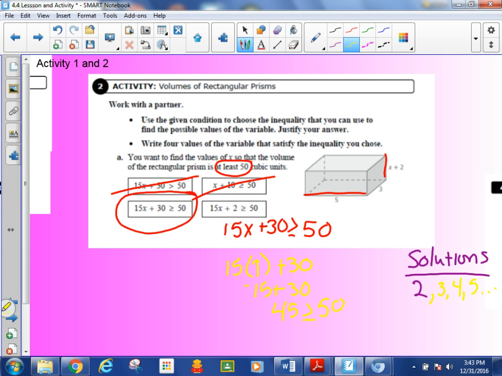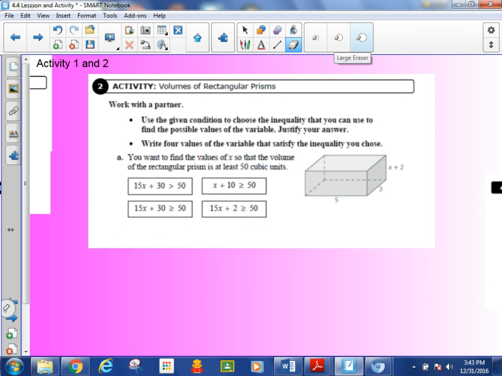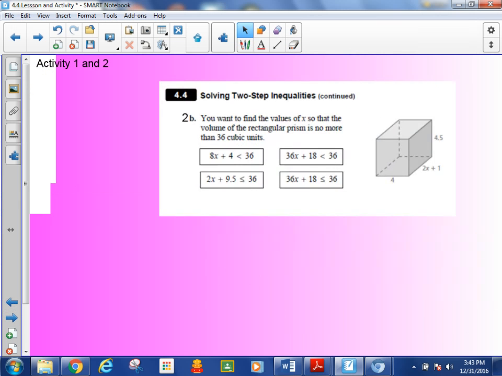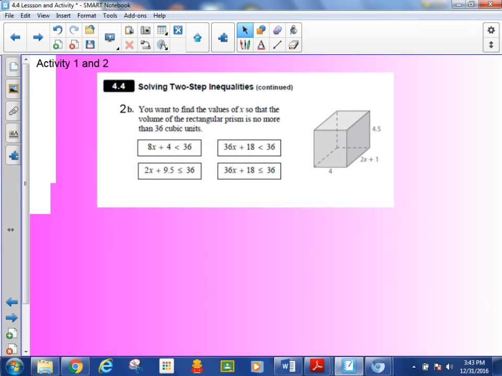Okay, so let's go ahead and move on to letter B then. Once again, working volume, I believe. Okay, so here's 2b. Once again, they want us to do volume. You want to find the value of x so that the volume of the rectangular prism is no more than 36. So we know it's going to have 36 in the back end. And we do not want it to be any more than.